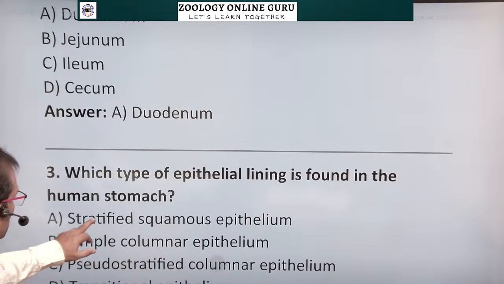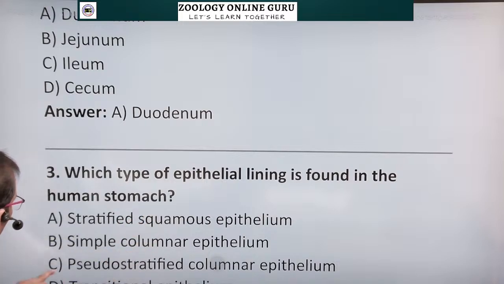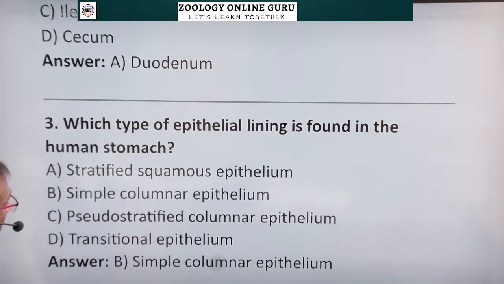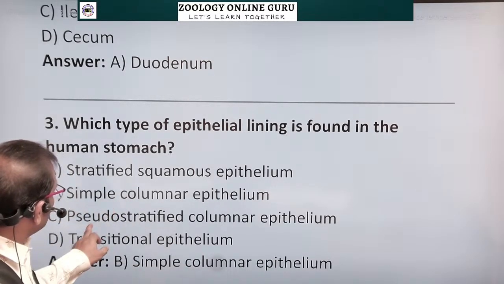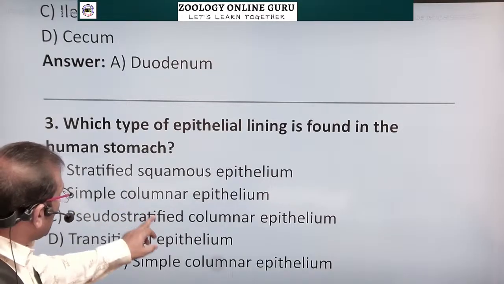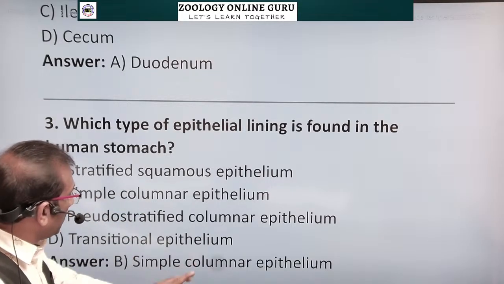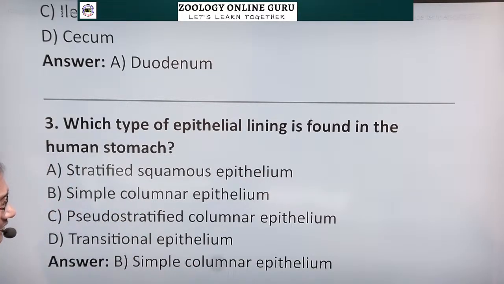But coming to the stratified squamous epithelium and simple columnar epithelium, the answer is simple columnar. Here, not pseudo-stratified. Here, simple, so columnar is present. So simple columnar epithelium is present in the stomach area.